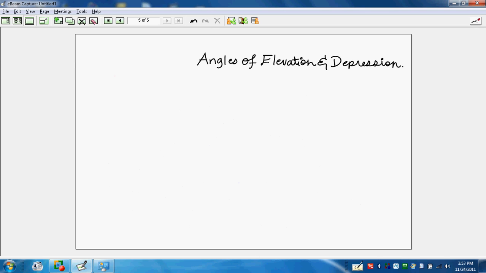Okay, so the topic we're looking at is angles of elevation and depression. And the first note is the angle formed by a person's horizontal line of sight and his inclined line of sight is called the angle of elevation.